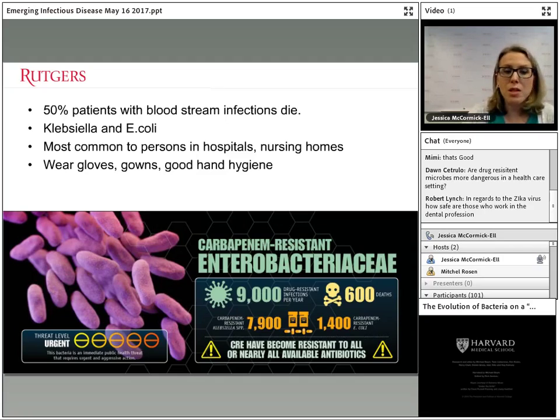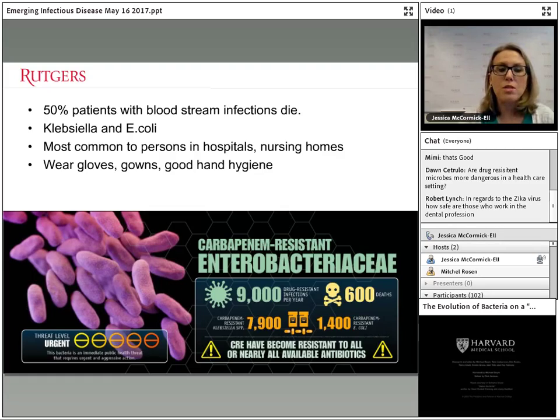Most of the time, if somebody with this infection gets it into their bloodstream, 50% of them will die. Most of the time we see people with this infection in hospitals and nursing homes, and they're older folks with immunocompromised situations of one nature or another. The problem here is that there are strains of Enterobacteriaceae that are resistant to all known antibiotics. There were recent publications this year where we've had a couple of deaths in the United States to those strains. And there are a lot of researchers trying to develop new drugs that will be able to treat these infections.